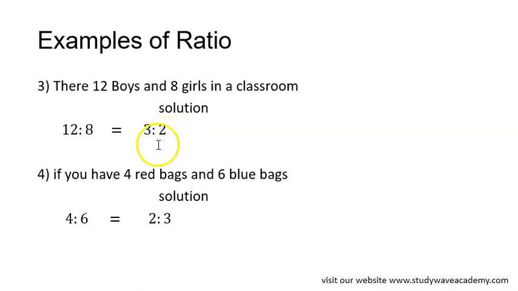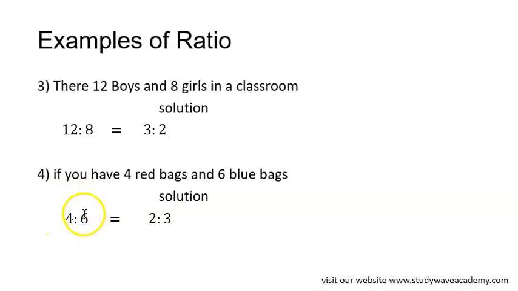Good. We have here, if you have 4 red bags and 6 blue bags, you have to compare 4 red bags and 6 blue bags. We have 4:6. Remember, the colon sign is called the ratio sign in mathematics. So we have 4:6. And this is not the simplest form.